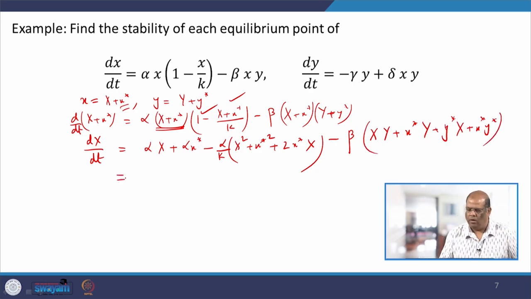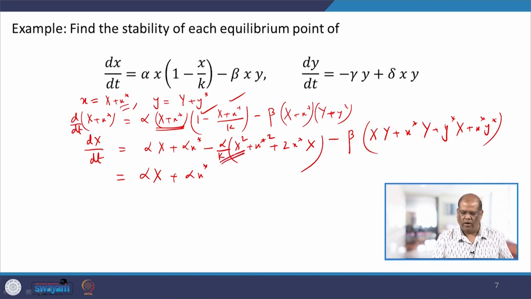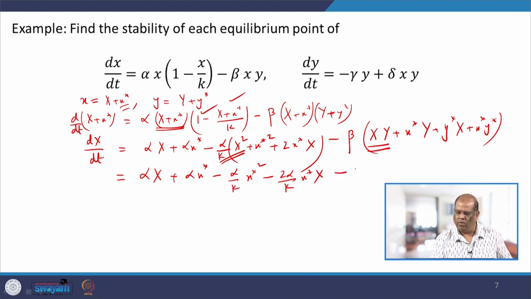Now, let us retain only the first order terms and discard the second order terms. So, here it is alpha x. This is just a constant, but I just write x star. This is the second order we ignore. So, minus alpha by k x star square, minus 2 alpha by k x star into capital X, minus, second order term we ignore, beta x star into y, minus beta y star into x, minus beta x star y star.